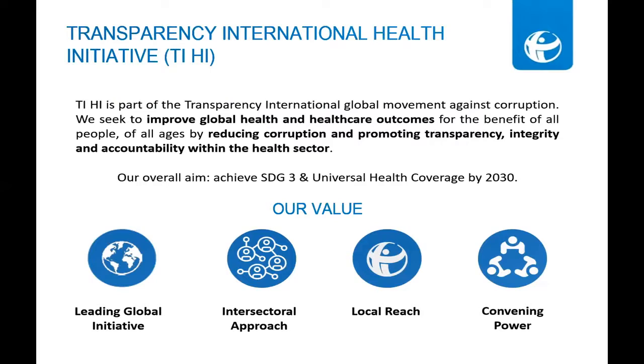So the Transparency International Health Initiative is a global initiative where we aim to improve global health and healthcare outcomes by reducing corruption and promoting transparency, integrity, and accountability within the health sector. So how do we do this? We do this mostly through two approaches. One, advocacy, raising awareness and promoting the benefits of transparency. And two, through project work, where we work with our in-country offices. Transparency International has offices, or as we call them, chapters, in over 150 countries around the world.